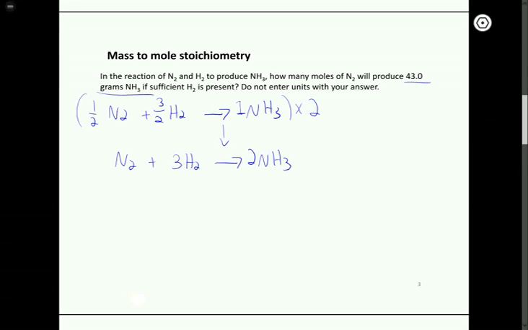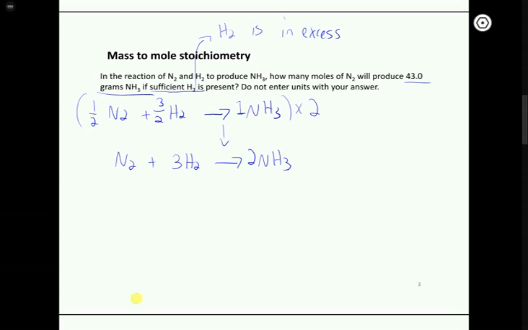So that's our given information. We're trying to form that much product. We want to know how much of the reactant we need. And we're told that sufficient H2 is present. So what that means in other terminology is that H2 is in excess, which means we don't have to worry about the amount of H2 that's present. We're only trying to find how much N2 is required, assuming we have enough H2 to do the reaction in full. Alright, so to do this, we just have to set up our calculation now.